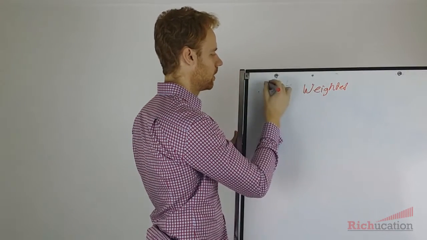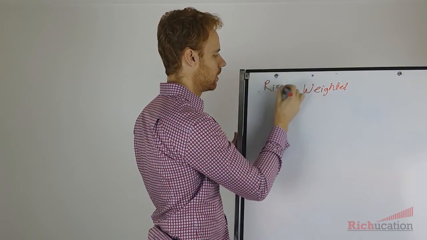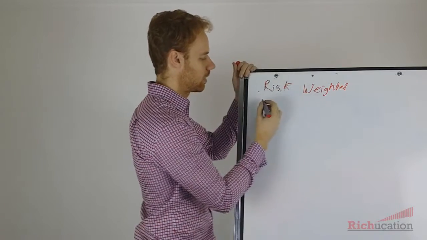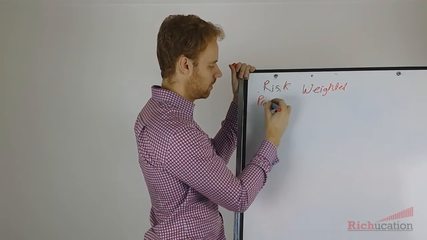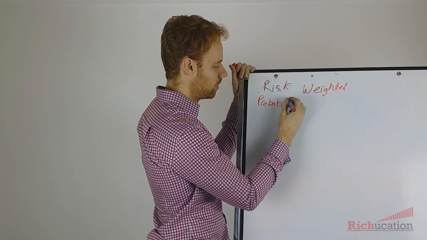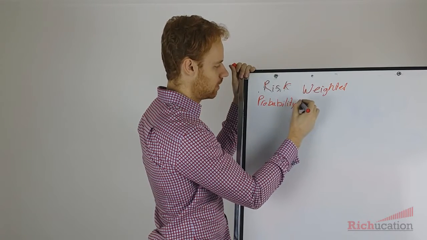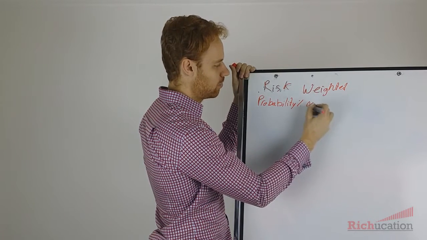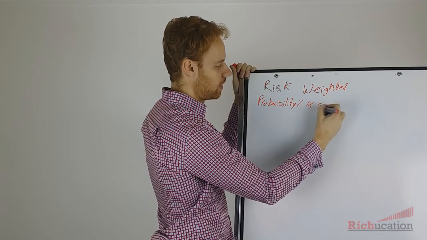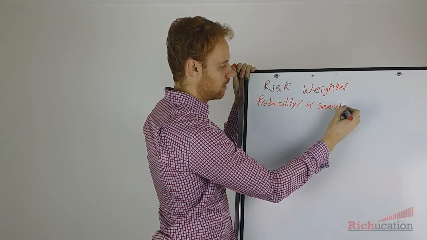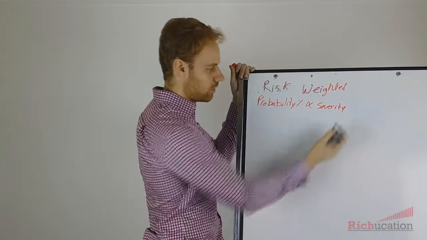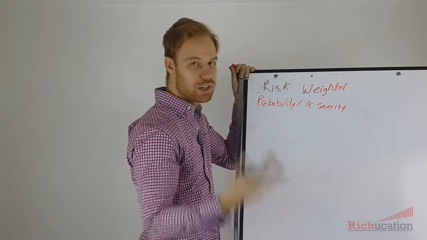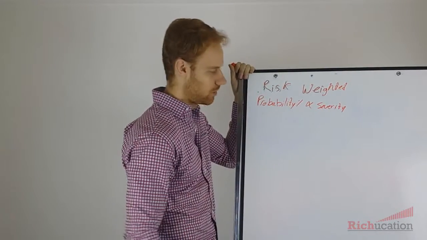Risk weighted. So we're going to go probability, which is a percentage, and we're going to multiply that by severity. Okay? So if this was 100% multiplied by 10%, it's 10%. That wipes out your rate of return.